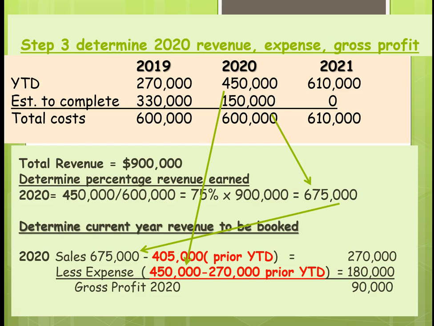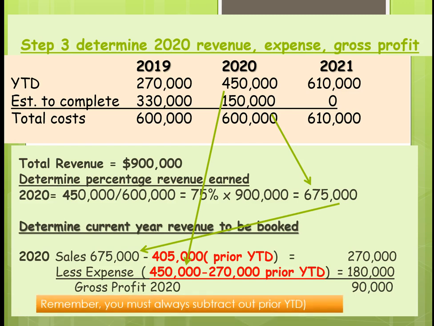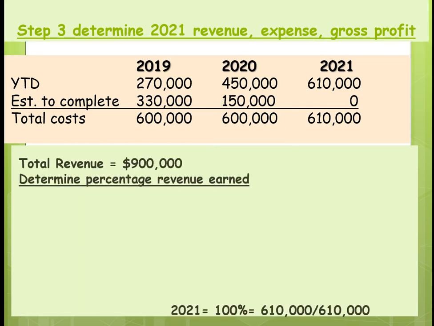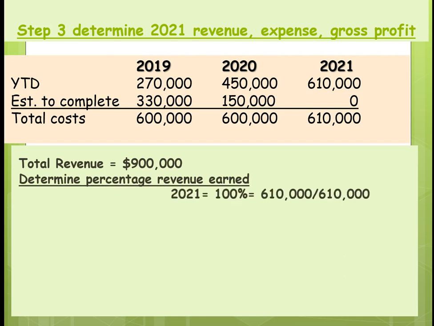Now we're going to do the last year. Again, remember you must always subtract out prior year to date. Now we're 100% complete, so we can recognize all of the costs.